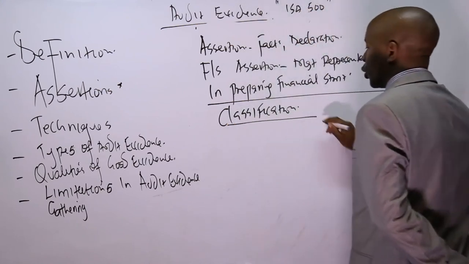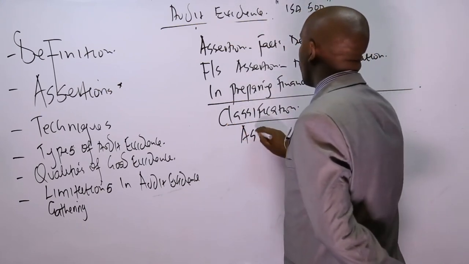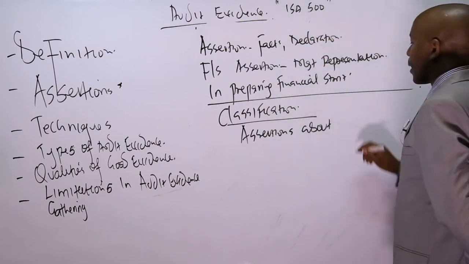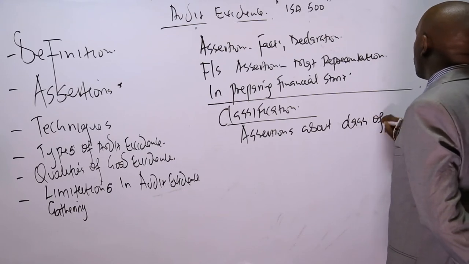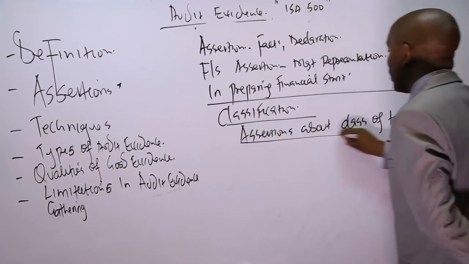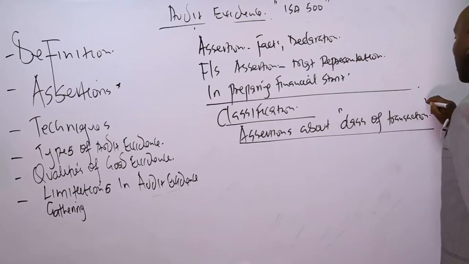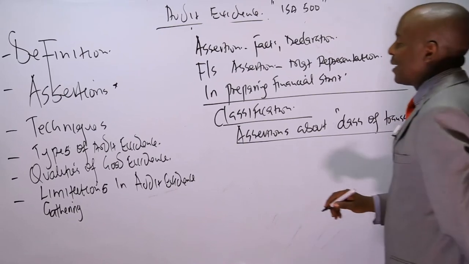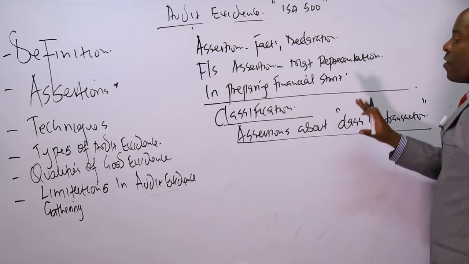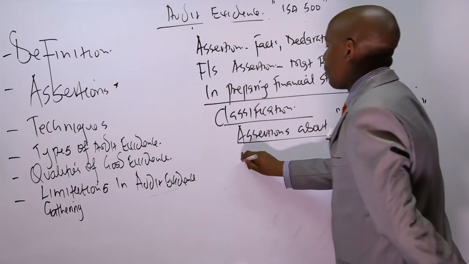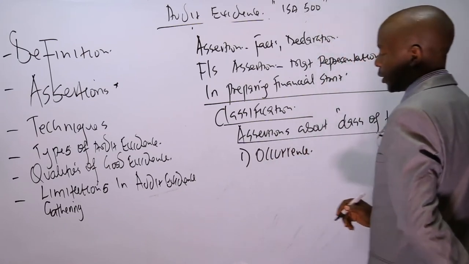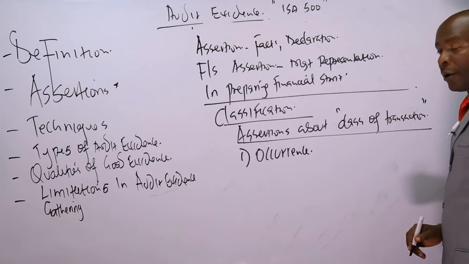We have assertions about classes of transactions in the financial statement. If they're preparing an income statement, then they make several assertions. When the management of an entity is preparing an income statement, they make the following assertion. Point number one, they say that those transactions that they have done, what? Those transactions they have recorded there occurred. Assertion number one is called occurrence.